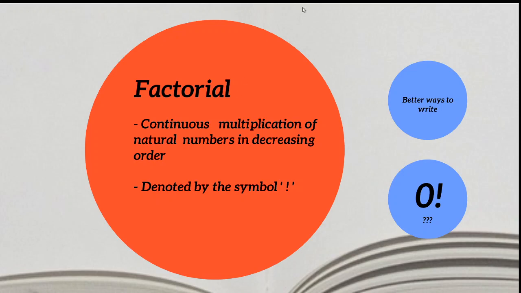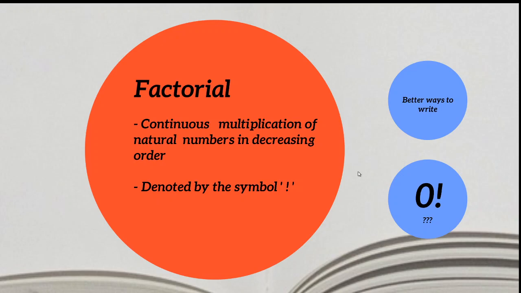Now, what is the factorial function? When I say factorial, it means continuous multiplication of natural numbers in decreasing order. So you take a natural number and just keep decreasing the numbers. For example, if I say 3 factorial, write 3, then write the next decreasing number 2, then write the next decreasing number 1. Then just multiply them, 3 into 2 into 1, continuously multiply them. That is factorial.